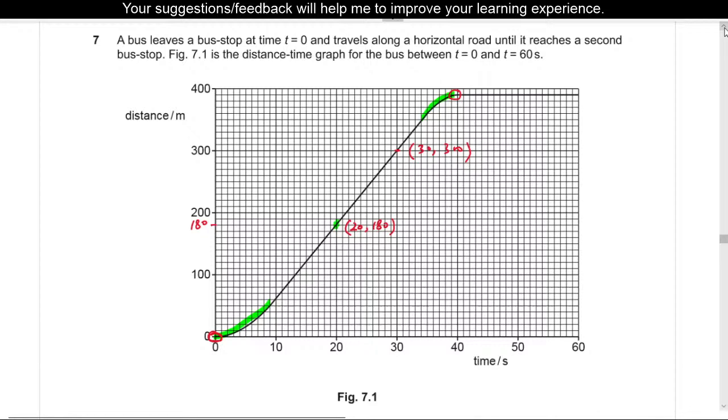This is the key point in this question, that you have to take this point as the final point when the train arrives at the station. So the total time here is 40 minus 0, it is 40 seconds, and the distance from the y-axis is this point, that is 390 meters. So from this we can easily calculate the average speed.